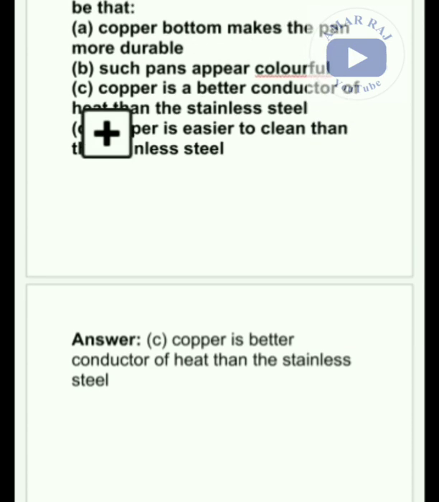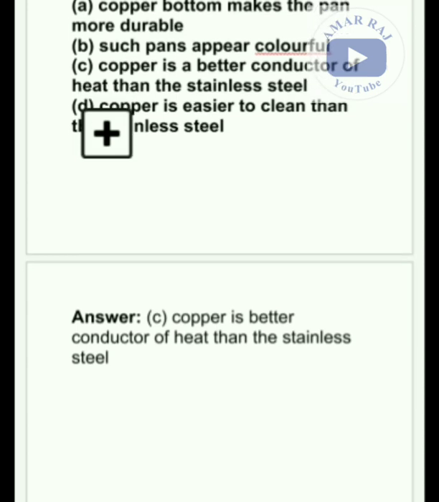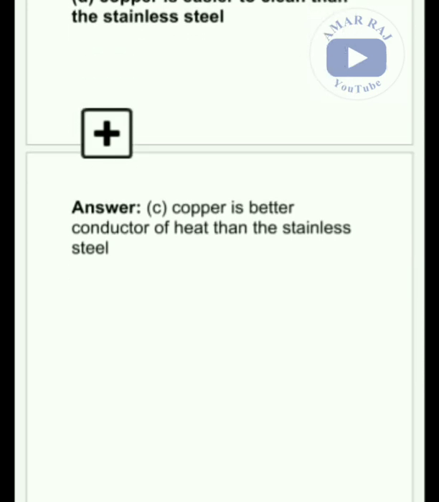Obviously we are studying about heat, and point C explains clearly why copper bottoms are used in steel pans, because copper is a better conductor of heat than stainless steel. So the answer will be option C. Copper is a better conductor of heat than stainless steel.